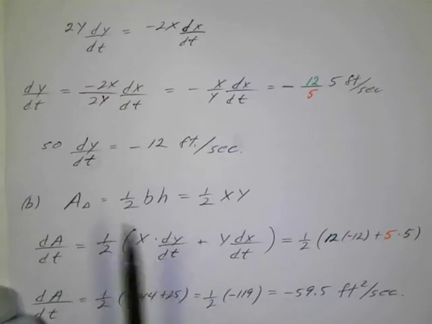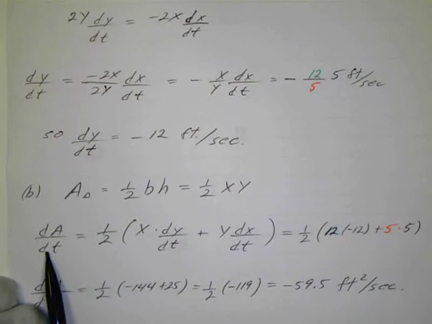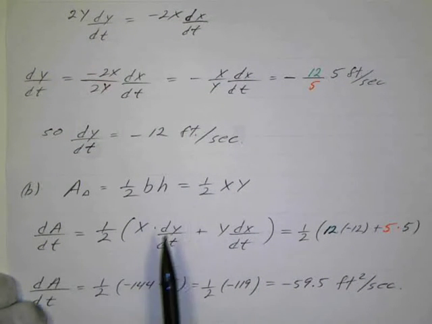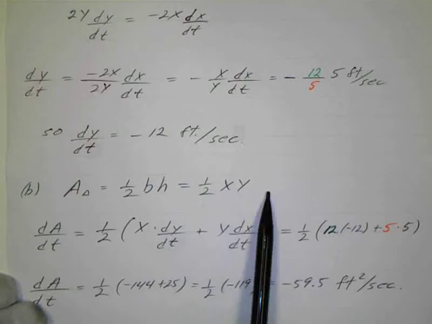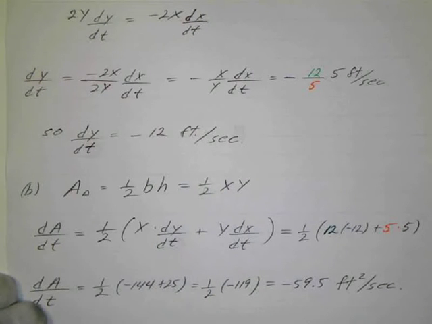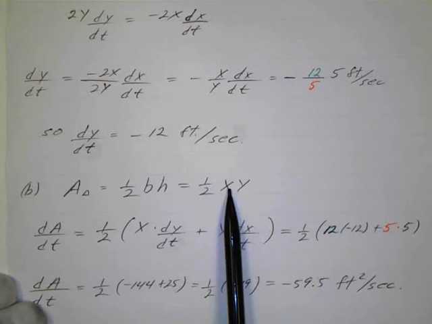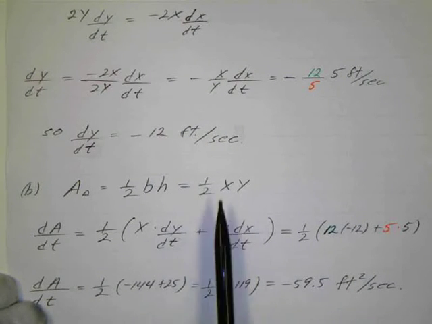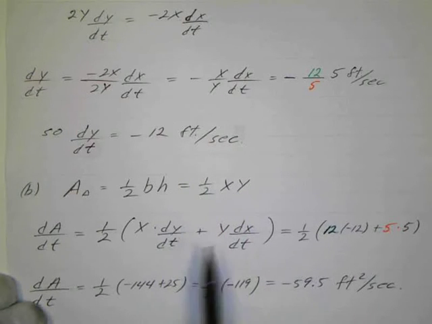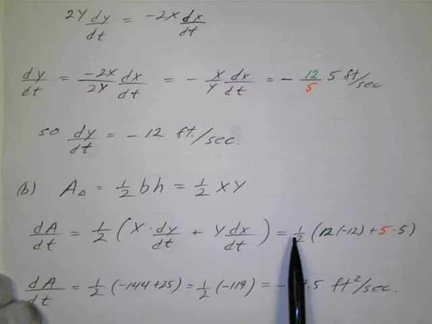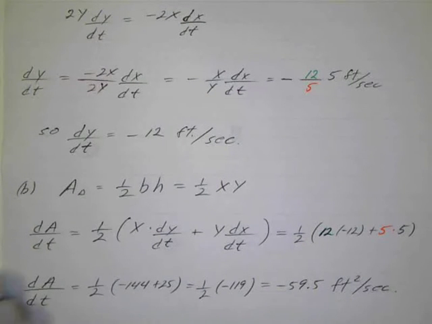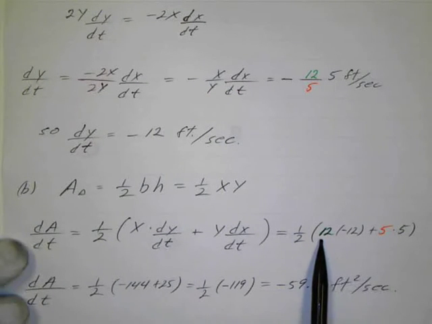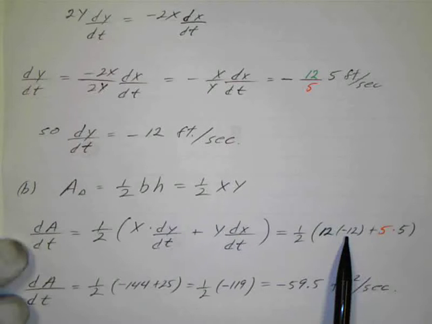So I can just take the derivative because I want to find out what dA/dt is. So that's 1/2, and then I'll just take the derivative of x times y, and I'm going to have to use the product rule. So first times the derivative of the second with respect to time. So dA/dt equals 1/2, and then x times dy/dt plus the second, y, times the derivative of the first, dx/dt. Then I'll just substitute my values. x was 12. dy/dt was negative 12.